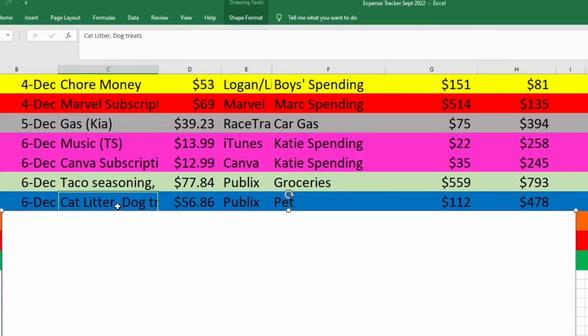While I was at Publix, I also bought some pet items. I had to buy some cat litter, and then I did buy some dog treats while I was there. They didn't need dog treats, but I did buy some. I don't know, our dogs are spoiled. But we spent $56.86. That came out of our pet category. So we spent a total of $112 and we have $478 left in their fund.